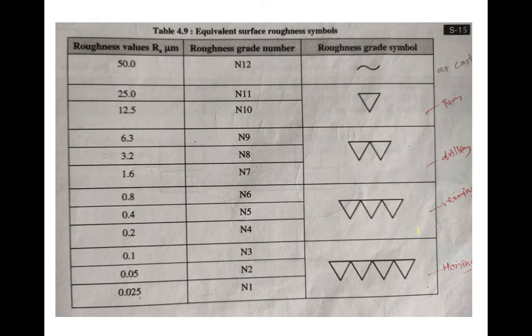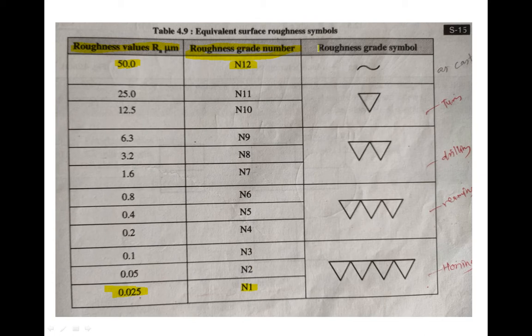Next, this table will show the roughness grade. In the first column, the roughness value, that is the Ra value, is given, which starts from 50 micrometer up to 0.025 micrometer. Next, the roughness grade number. According to these values of surface roughness, there are different grades. If surface roughness is 50 micrometer, then the grade is N12, and if surface roughness is 0.025, then the grade is N1. This means there are 12 grades, that is N1 to N12.